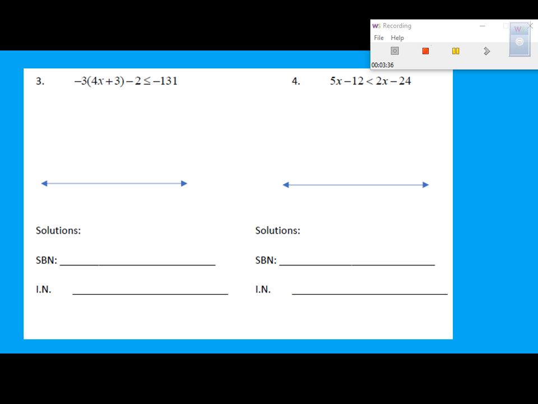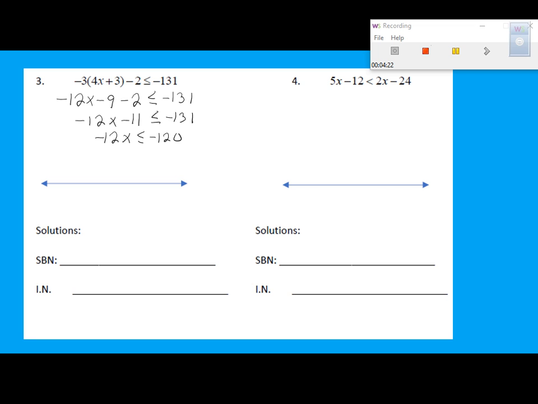Here's our number 3 and number 4. Looks like I need to distribute first. So I'm going to have negative 12x minus 9 minus 2 is less than or equal to negative 131. Now, I put this one on here, guys, just to remind you, do not do this. Don't add 2. They're on the same side, so just combine like terms. So I've got negative 12x minus 11 is less than or equal to negative 131. In your calculator, you can type in negative 131 plus 11. So I've got negative 12x is less than or equal to negative 120.